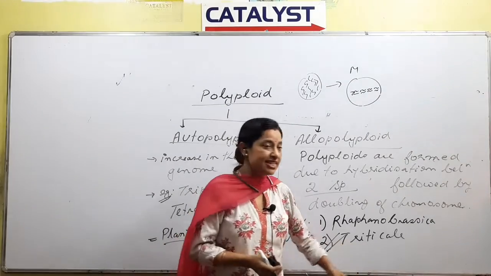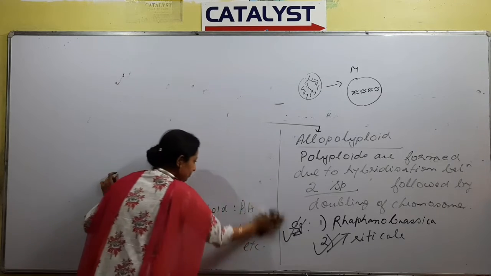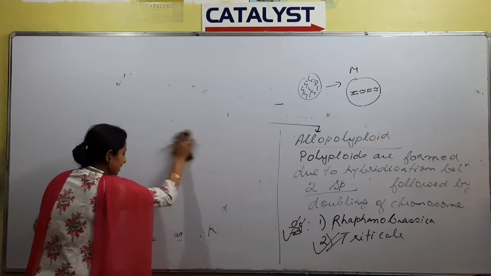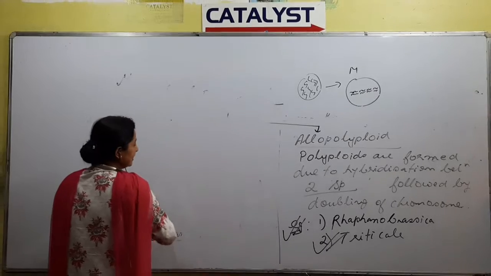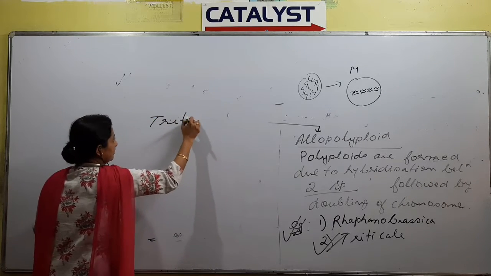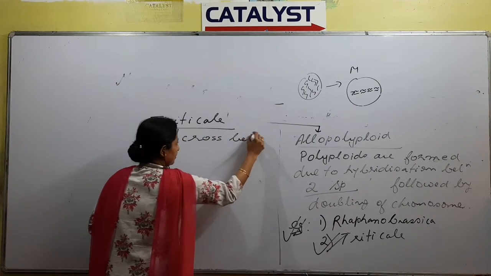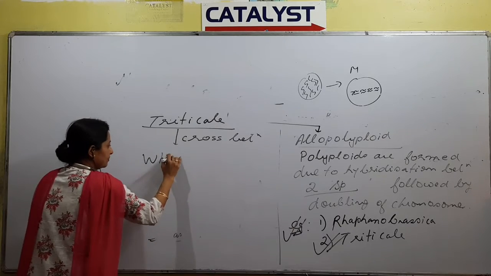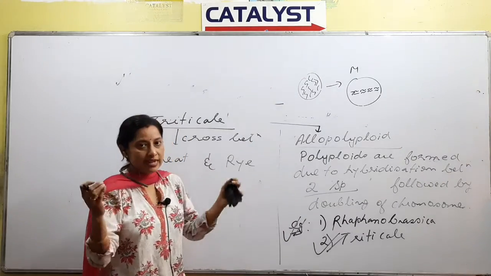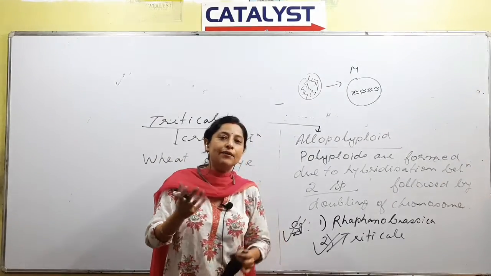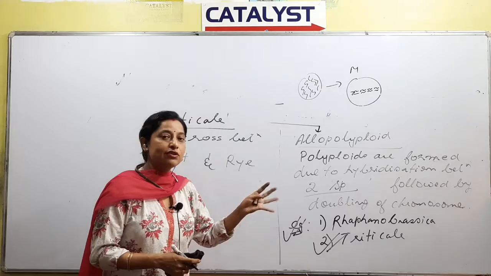Similarly, we have something called Triticale. Triticale is important from the examination point of view. So what are the questions on Triticale? The first question could be an example of a man-made polyploid, right? So it could be Triticale. Second, Triticale is a cross between wheat and rye, right? A wheat plant and a rye plant were crossed and a new plant was produced, and that new plant is what we call Triticale. So the question may come, it's a cross between wheat and rye.